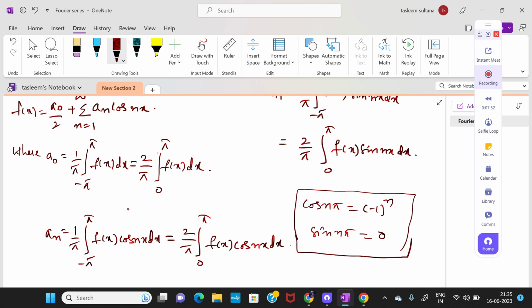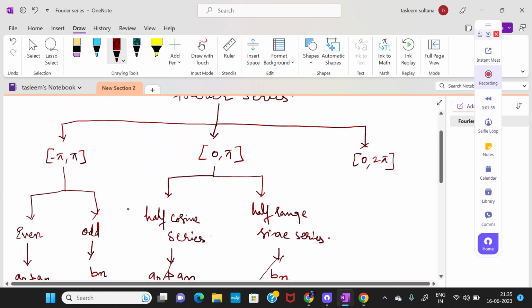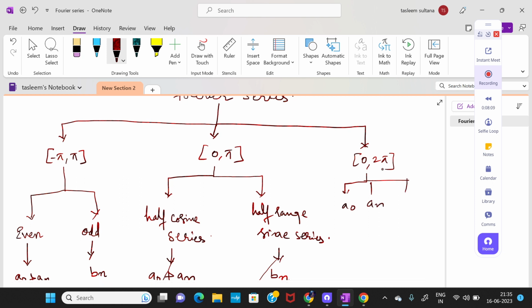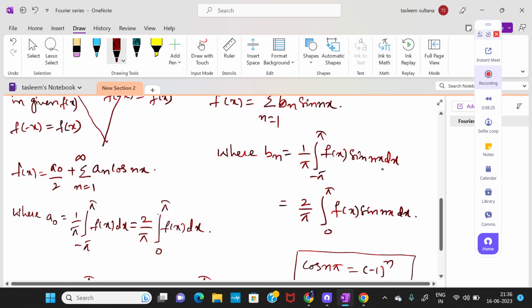And your uv function integration by Bernoulli's integration by parts. When they are asking the limits from 0 to 2 pi, then you have to find a naught, you have to find an and bn. This completely you have to find. If the function, when you are in minus pi to pi, is neither even nor odd, then all the coefficients you have to find.